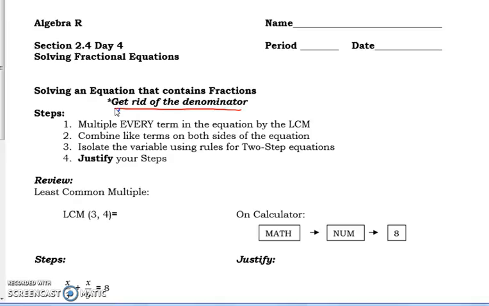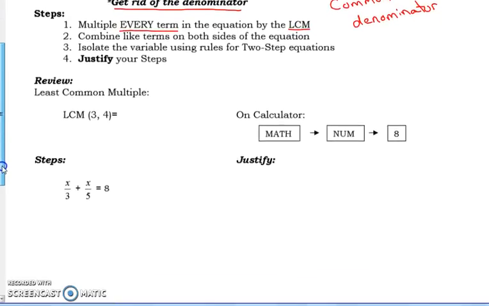So what you're going to do is multiply every single term in the equation by the least common multiple, or another way to look at it is by the common denominator. So we've got to go back to middle school days and think about what common denominators are. Common denominator is the least common multiple for any given numbers. Once we multiply each term by the least common multiple, we're able to reduce the fractions, and we're going to be left with a nice, easy equation to solve. We are going to justify our steps for the first couple problems.